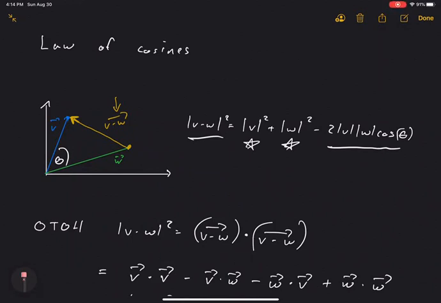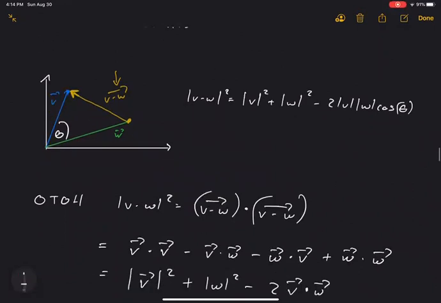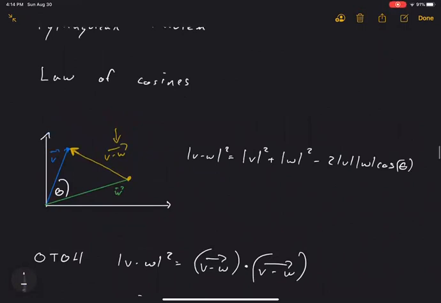Okay, so we have this formula. On the other hand, think back to our properties. What was our number one property? Remember, when I have a vector dot itself, that's equal to the magnitude of that vector squared, right? You need to be able to think about it going the other way too.